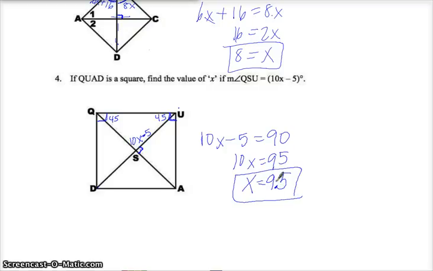Right? Find the value of x. QSU is 10x minus 5, so that must be equal to 90 because they perpendicularly bisect each other, so that must equal 90 degrees, and therefore x equals 9.5.